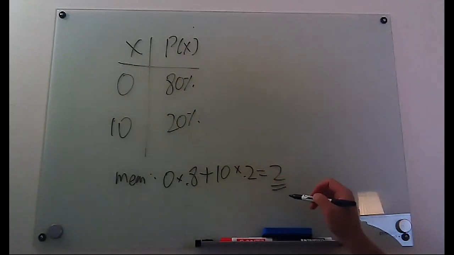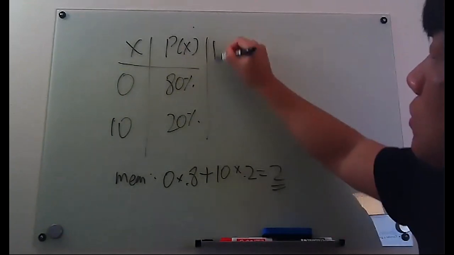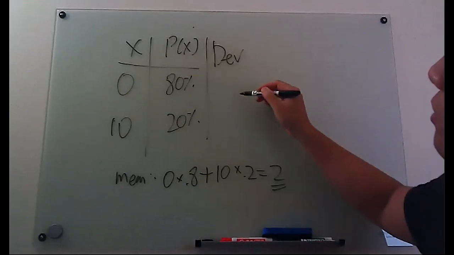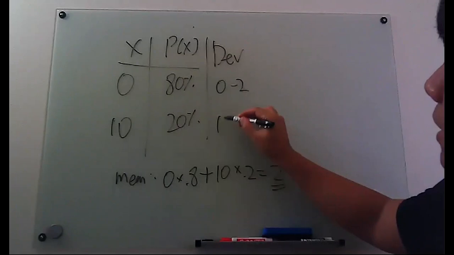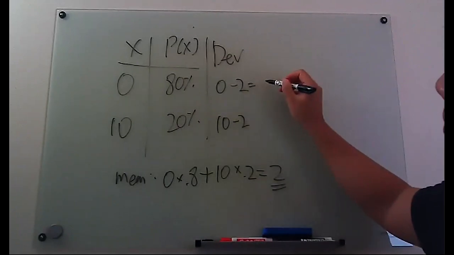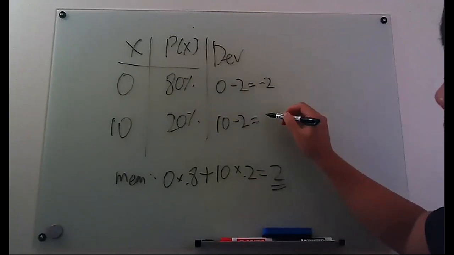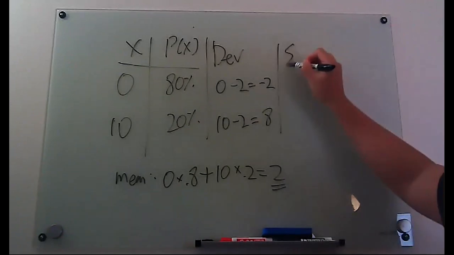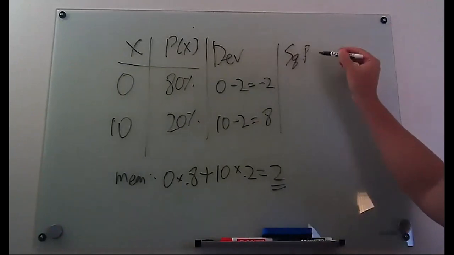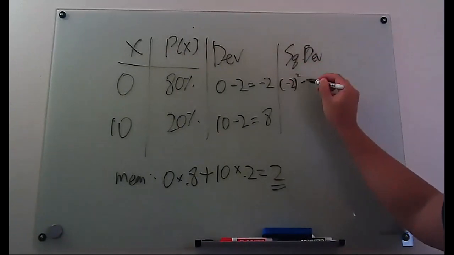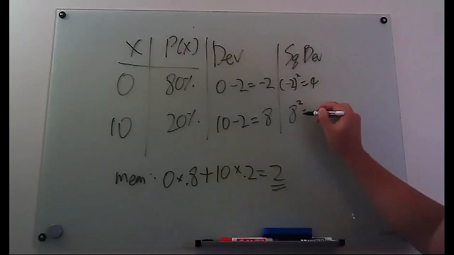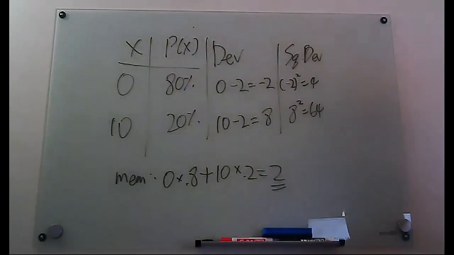So this is your average, and now get the deviation. The deviation was what? 0 minus 2, and 10 minus 2. So -2 and plus 8, and you get the square deviation. The square deviation is -2 squared, that is 4, and 8 squared, that is 64, right? And what would be the next step?